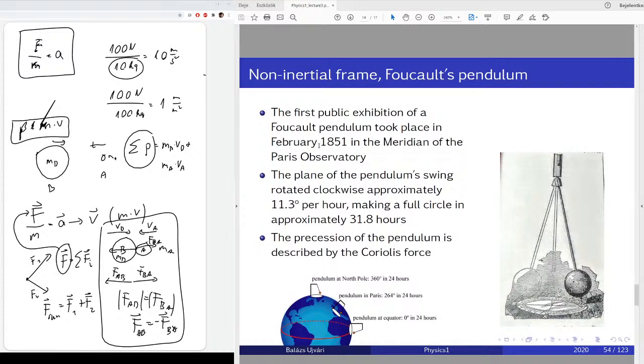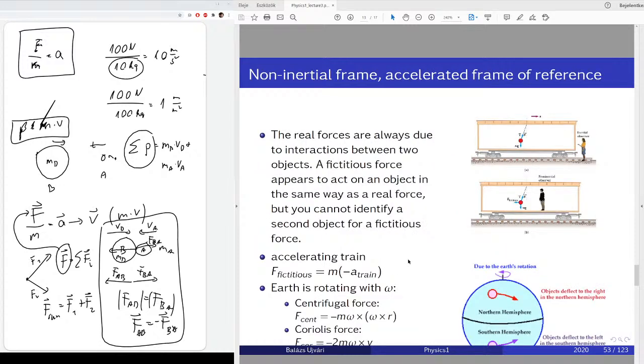There was a very long pendulum in Paris, and it changed the plane of its motion, let's say, by 264 degrees in a day. There are lots of nice videos showing how the Foucault pendulum moves. It depends on something we haven't learned about, but we'll learn.